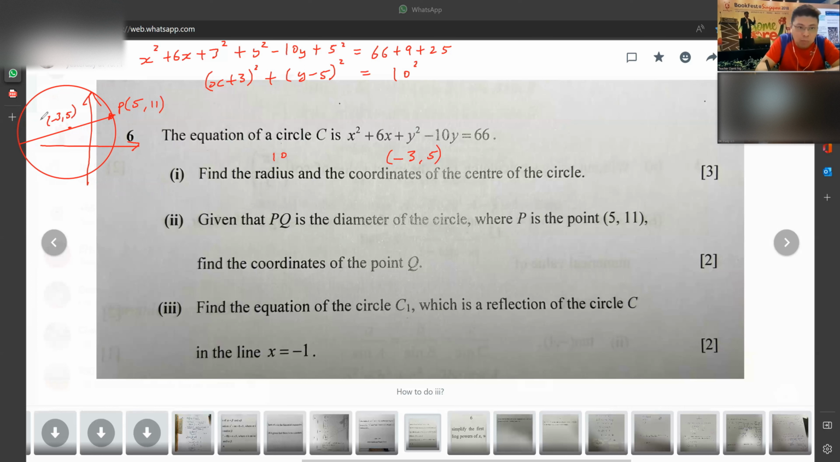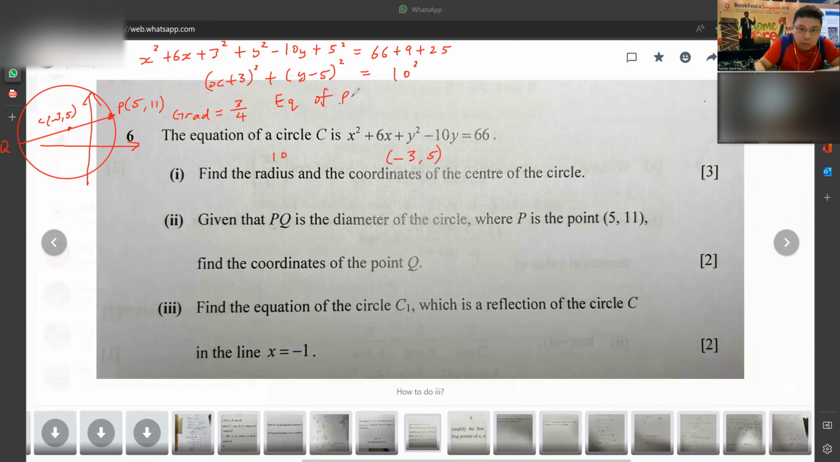Because I have the coordinates of my center C and the coordinates of P, I can find the gradient of this diameter already. Gradient of this diameter is assumed knowledge, so I'm not going to show you how to do it. Gradient of PC is 3/4: difference in y divided by difference in x. So I have the gradient and the coordinates of P, so I can find the equation of PQ. All these are assumed knowledge, so I'm not going to dwell on them. I'm just going to write out the answer.